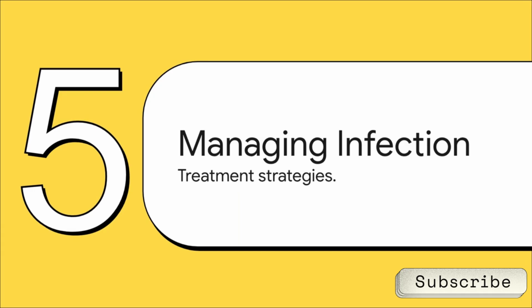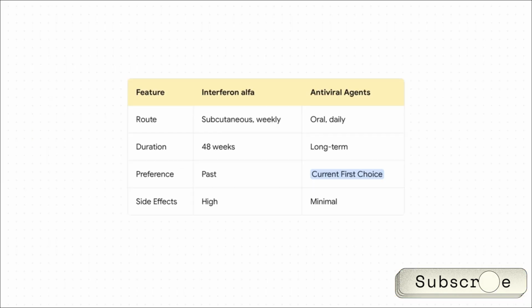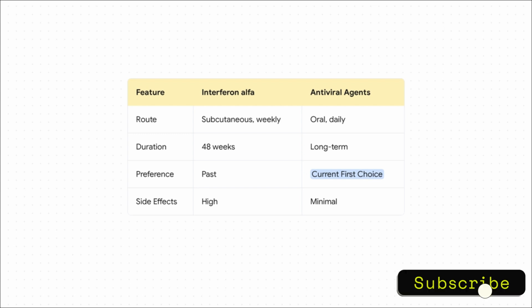But what happens when the virus gets past our defenses and decides to set up camp for the long haul? For those who develop a chronic infection, prevention is too late. So we need to talk about treatment. This table really shows you the evolution of treatment. Back in the day, we used interferon alpha. Think weekly injections and a whole lot of side effects. It wasn't fun. But today, it's a completely different ballgame.